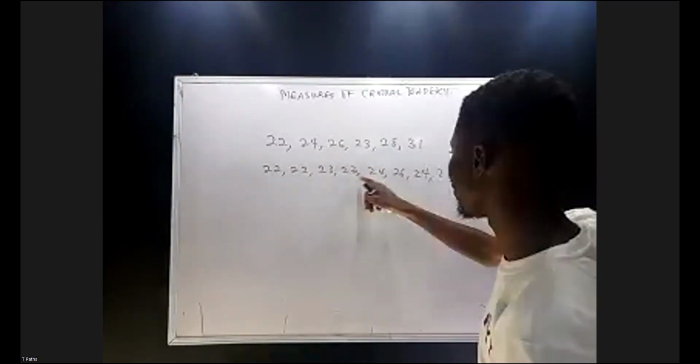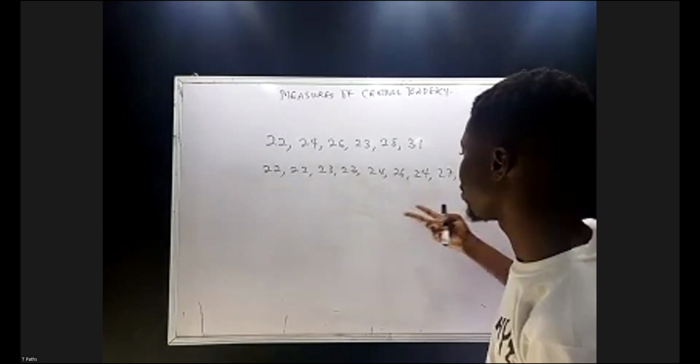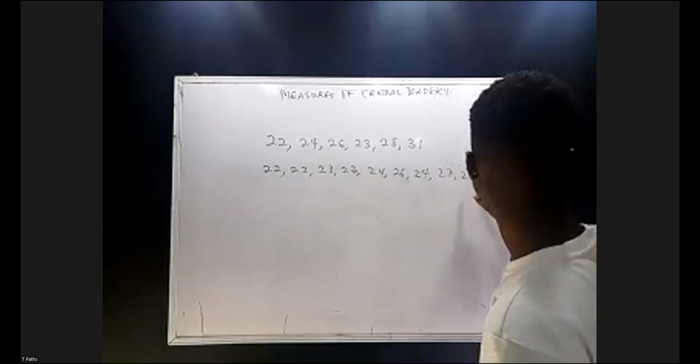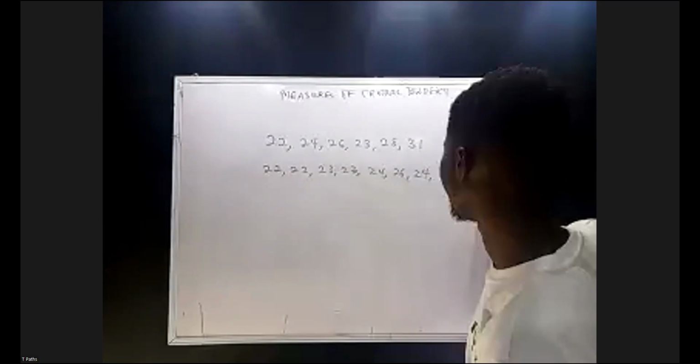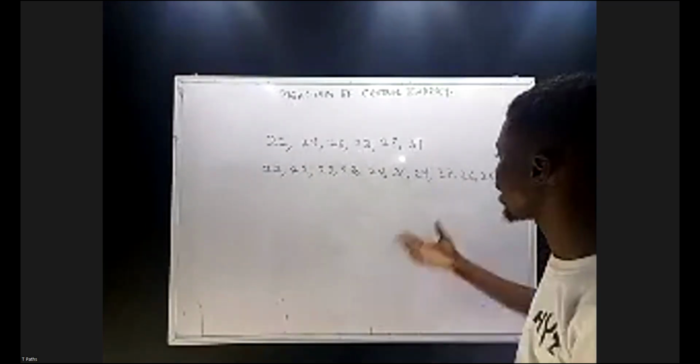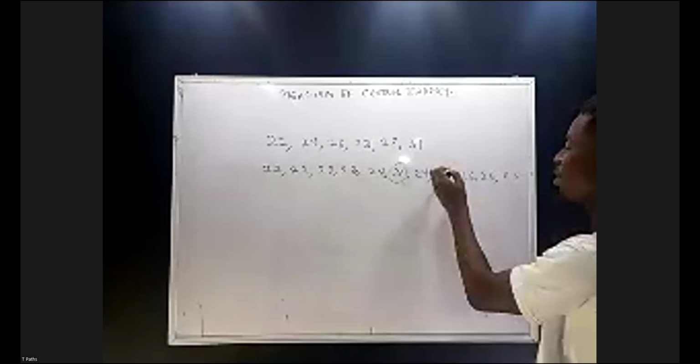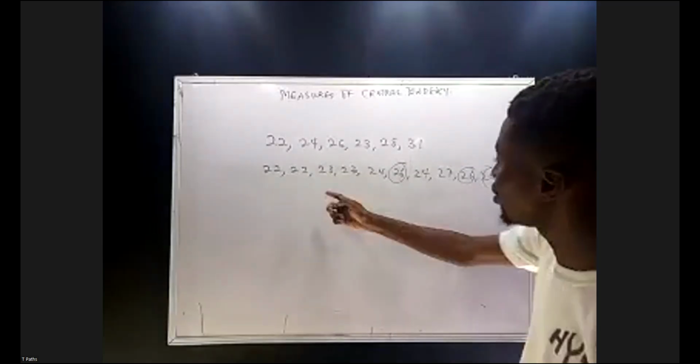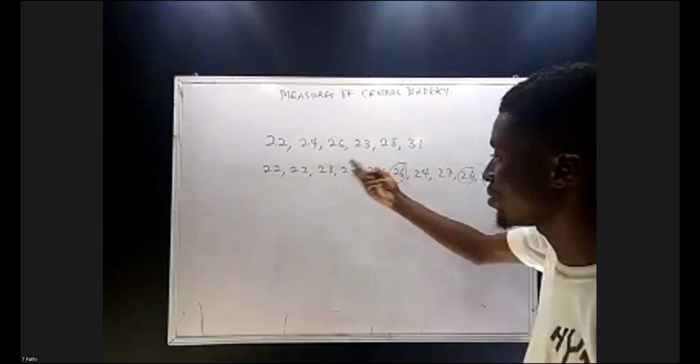23 appears how many times? 1, 2, just 2 times also. My 24 appears how many times? 1, 2, 2 times also. My 27 appears once. Then 26 is 1, 2, 3. 35 is just once. If you look at it, we notice that 26 appears 3 times. There are no other numbers in this observation that appear 3 times.